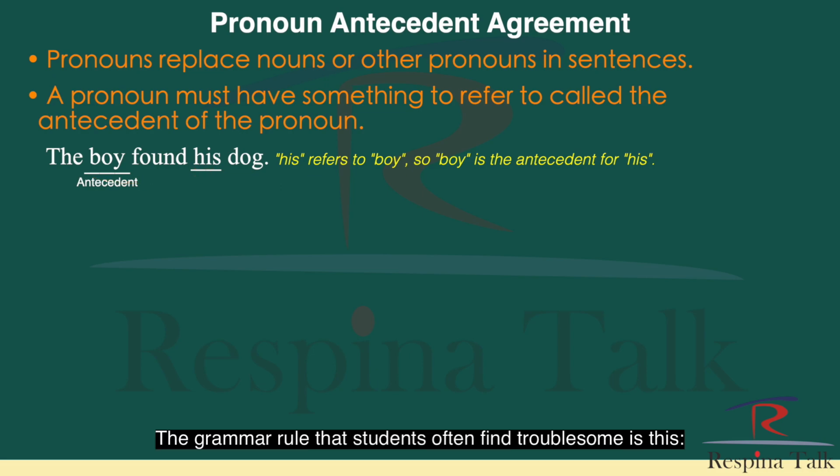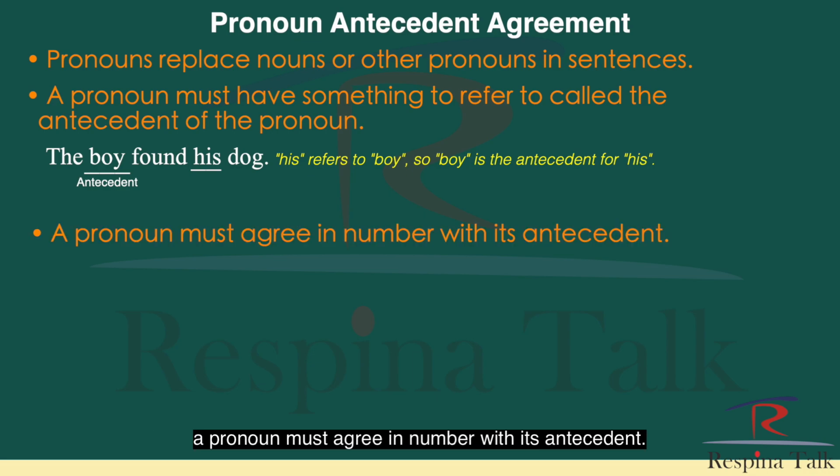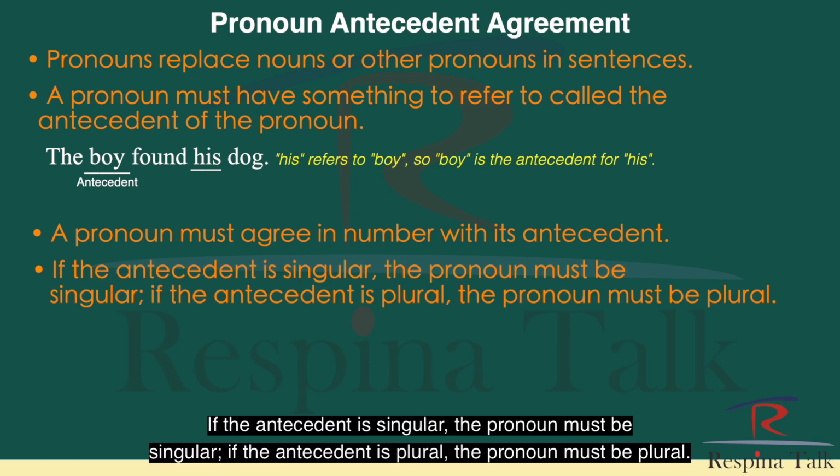The grammar rule that students often find troublesome is this. A pronoun must agree in number with its antecedent. If the antecedent is singular, the pronoun must be singular.